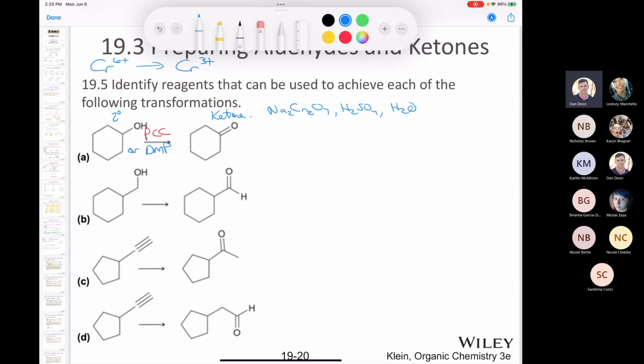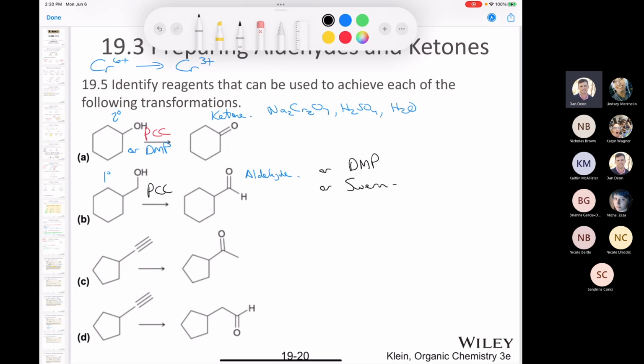The next one is taking a primary alcohol and making an aldehyde. So we need to be a lot more careful here. And so for that, you'd want to use PCC, or you could use Dess-Martin periodinane, or you could do the Swern. I'll just write down the word Swern. You can look up the conditions. First step is DMSO and oxalyl chloride. Second step is triethylamine. Okay.